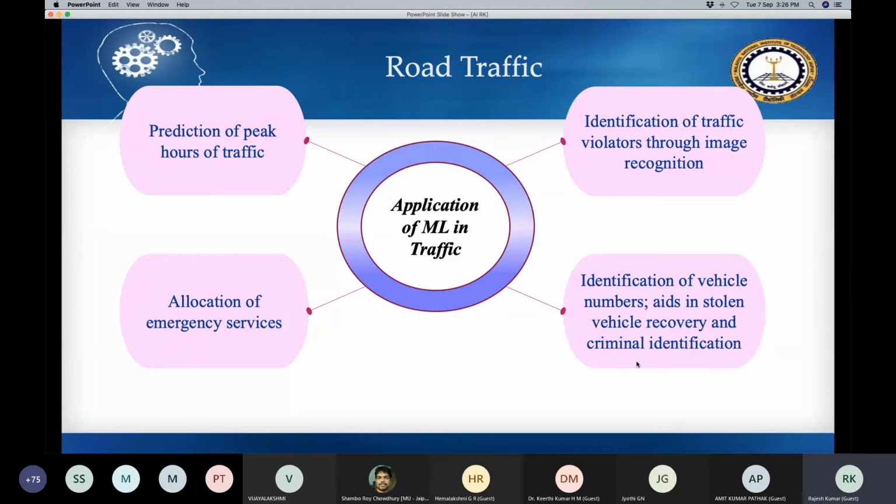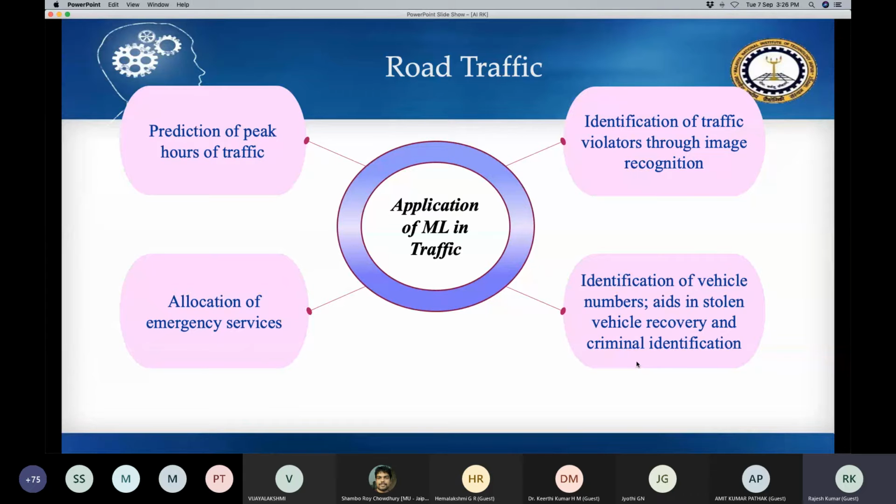We need to understand what the peak hours are and then predict them, so that we can have a dynamic traffic light control system or something like that. Another one is emergency services. Most of the time we have seen casualties happening because of non-availability of the tracks to emergency services and all that.